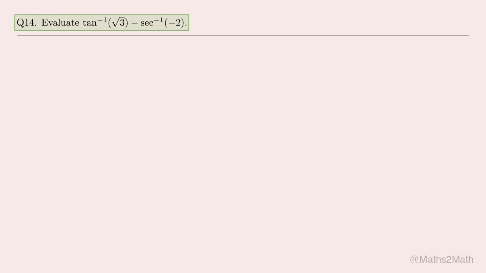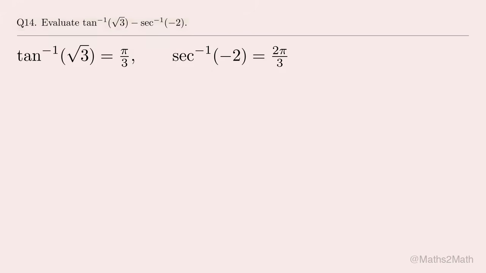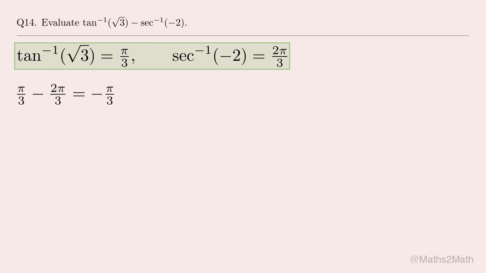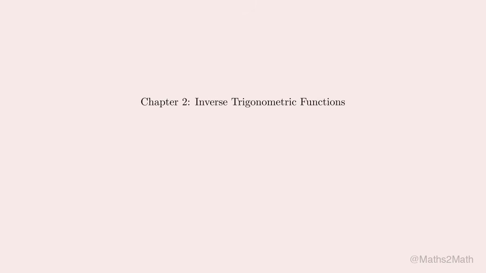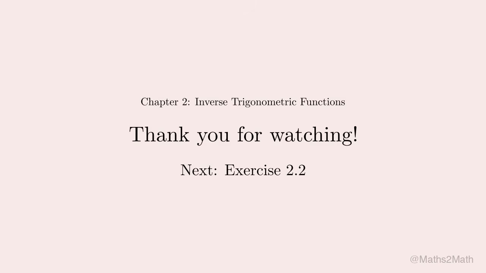And the final question. Tan inverse of root 3 minus sec inverse of minus 2. Tan inverse of root 3 is pi by 3. For sec inverse of minus 2, sec y equals minus 2 means cosine y equals minus 1/2, and in the branch that is 2 pi by 3. Subtracting, pi by 3 minus 2 pi by 3 is minus pi by 3. That completes exercise 2.1. That completes all 14 questions of exercise 2.1.